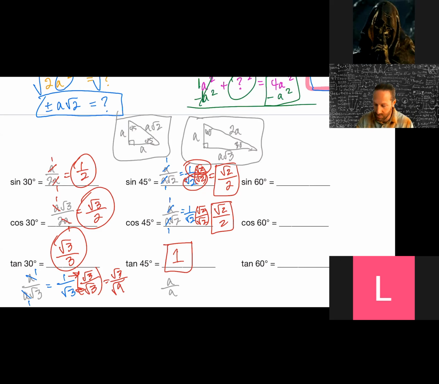Okay, last one here. Let's do the 60-degree angles. Now we're up here. And for sine, it's going to be the opposite over adjacent. Or excuse me, hypotenuse. Cosine, adjacent to the 60, should be a over the hypotenuse. And toa for tangent, opposite over the adjacent. Simplify all of those, what do you get?